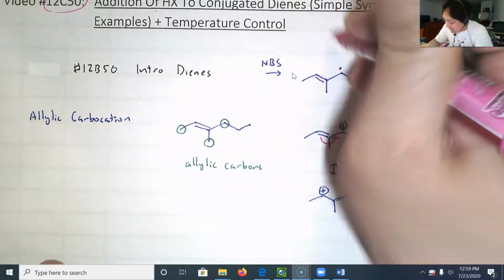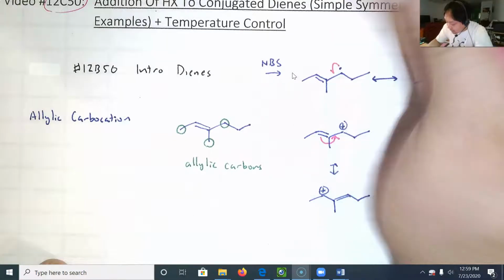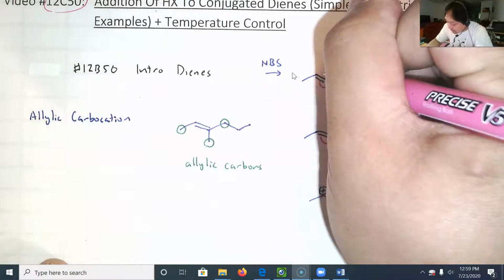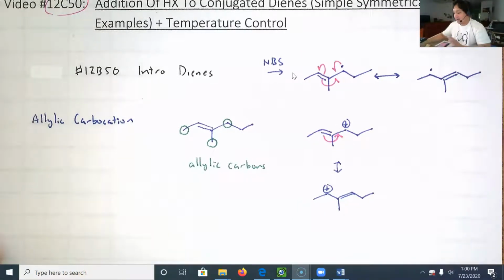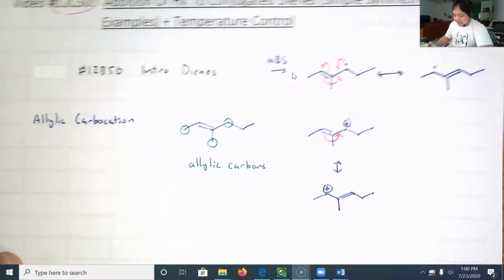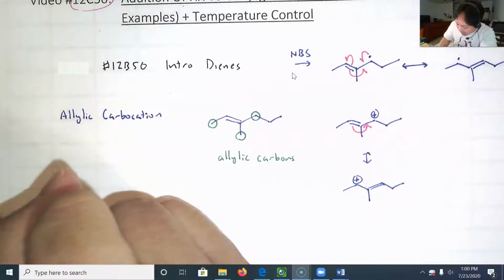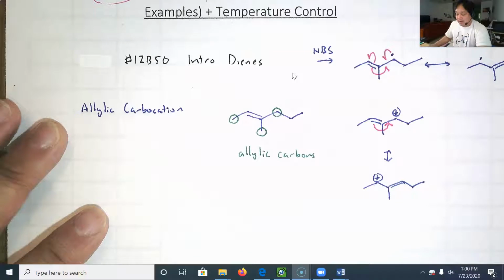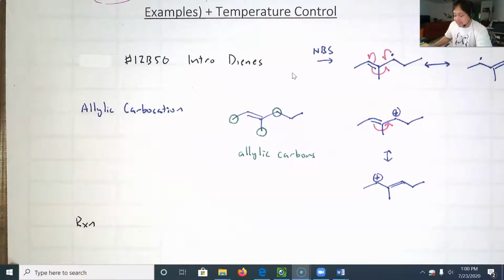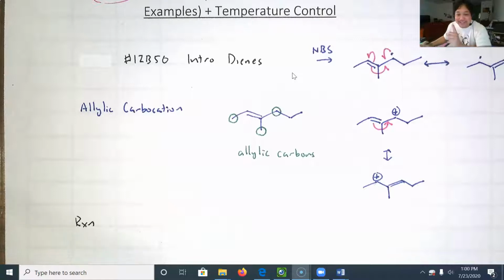Okay. So we've seen that before. Just for completeness, remember when you use unpaired electrons, you have to use fishhooks. Okay, let us get to our first reaction and see how this concept of allylic carbocations helps us. I actually thought of just one last thing.